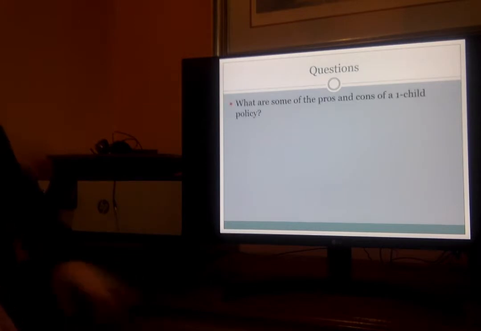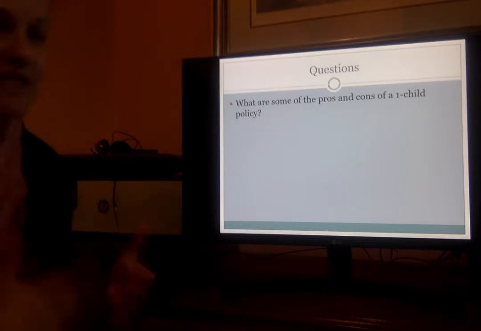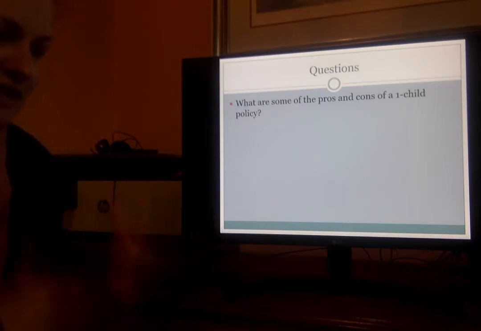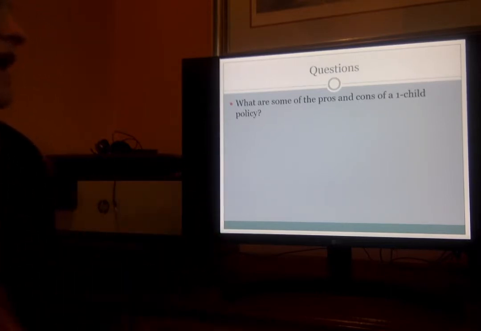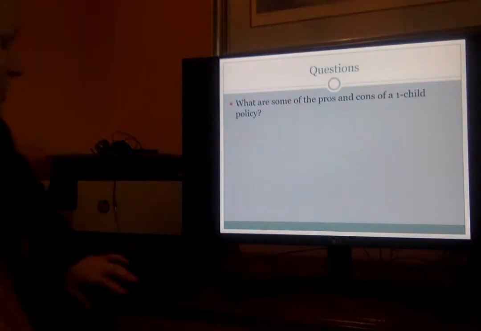Okay, so some questions to ask, just to kind of think about it. If we were in a class together, we would all kind of discuss this and maybe have a debate, and we'd have different opinions. I certainly hope people have different opinions. But what are some of the pros and cons of a one-child policy? Can you think of any pros and cons that might exist for a one-child policy?